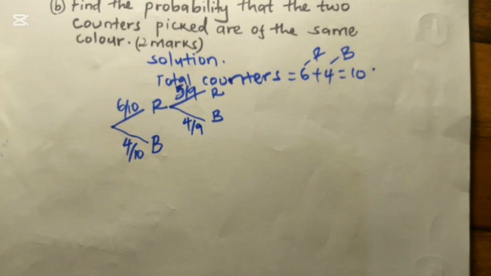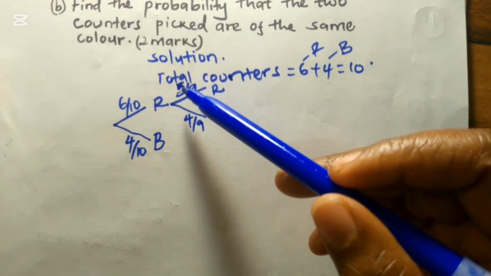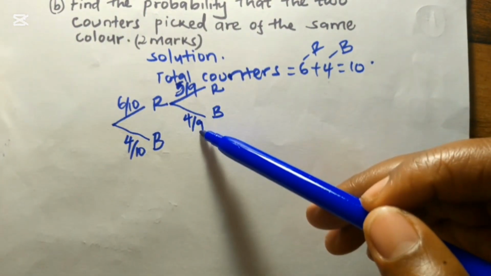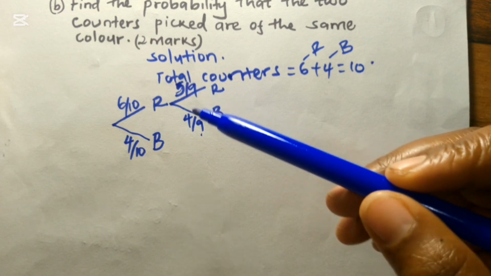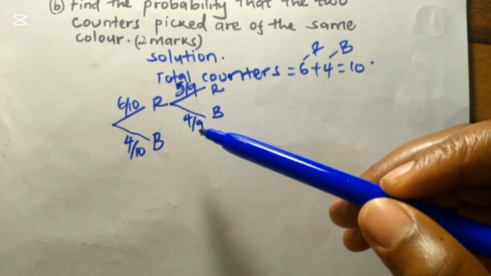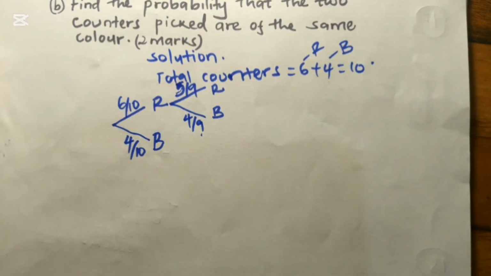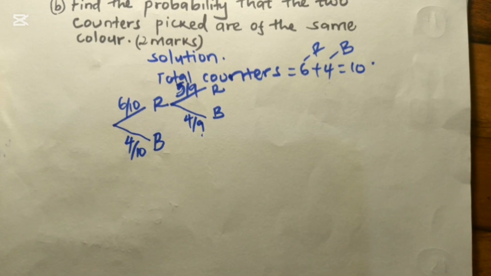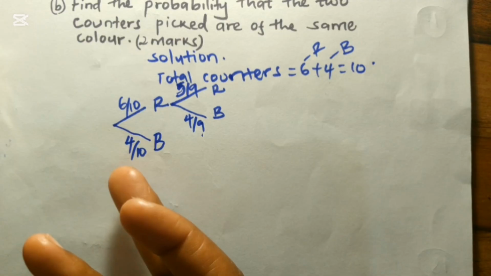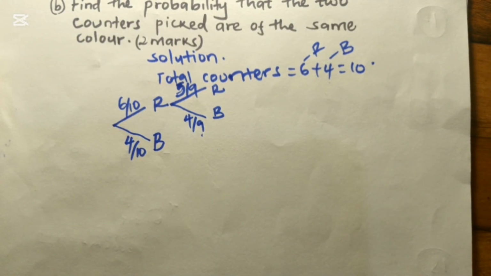So if you want to confirm whether your probabilities are correct, the numerators added should add up to the denominator. That is, the probability of the two should add up to 1, because you can either pick a red or a blue. So it's 5/9 plus 4/9, which is 9/9, which is 1. The same case here. Again, 6/10 plus 4/10 is 10/10, which is also 1.